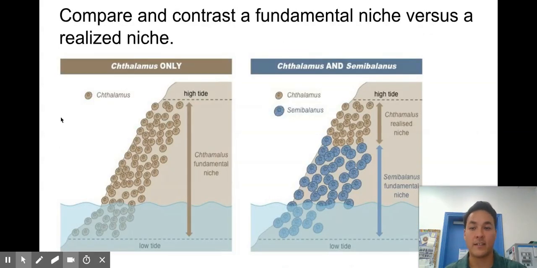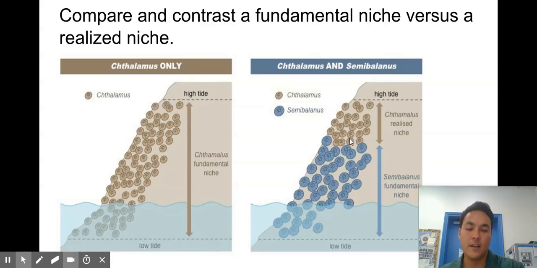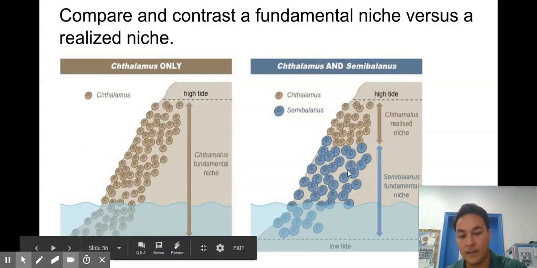Okay, so we just did this in class today. Can you compare and contrast a fundamental niche versus a realized niche? And I talked a little bit about, you're a high school student here in Muscat, Oman, and you could go to BSM, ABA, etc., but you're not in their computer systems, etc. So really, your realized niche, or where you can really go to high school and what you can really do, is right here. Your fundamental niche is you could go to any of these, but you're restricted by the system. So here, once they realize there's competition, the semibalanus barnacles take over this area. The chthamalus can't beat them, so the chthamalus is up here.